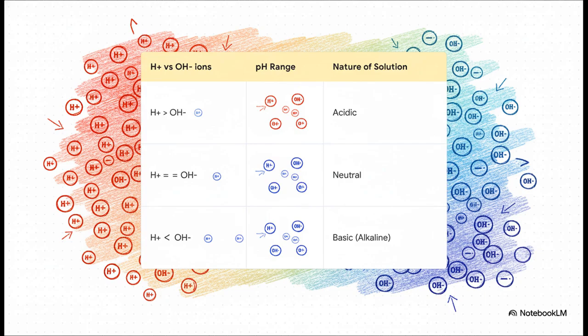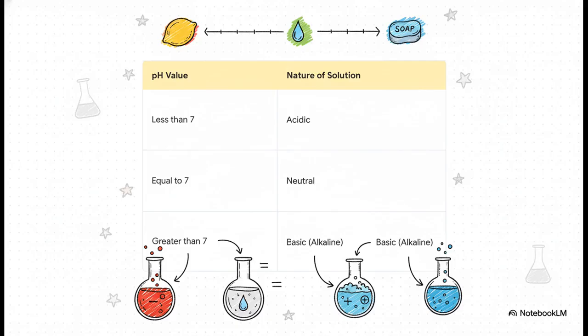This slide brilliantly illustrates the pH scale. As you can see, it goes from 0 to 14. Anything below 7 is acidic, which means it has a higher concentration of H+ ions. Anything above 7 is basic or alkaline, with a higher concentration of OH- ions. And what is at 7? Exactly 7 is neutral. This table gives you a very clear summary. It's very useful for your revision.